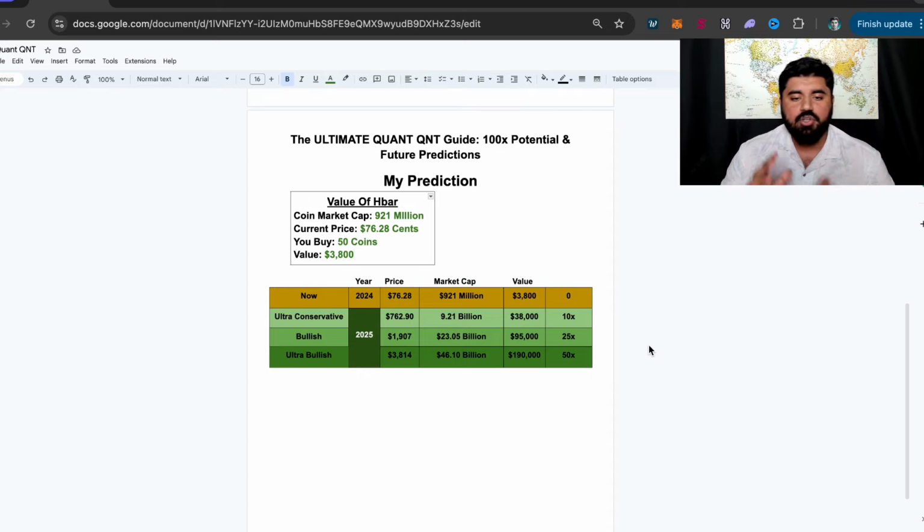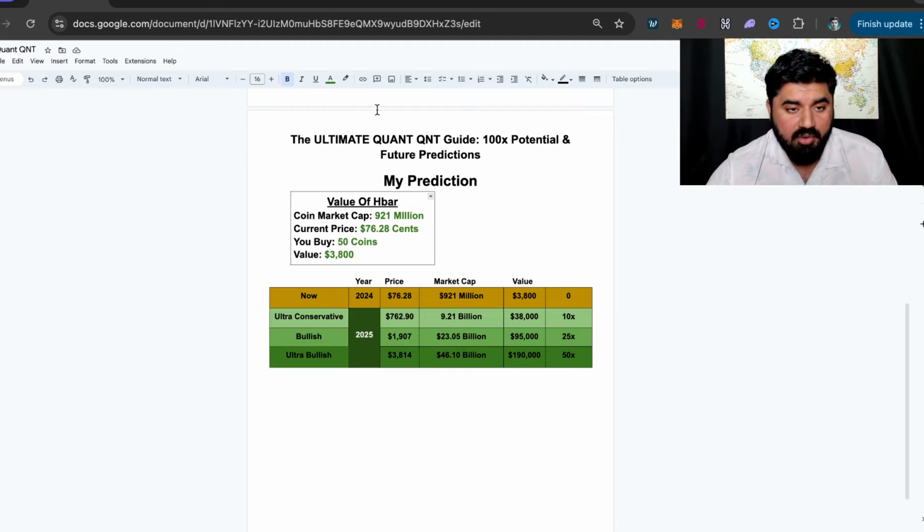In order for this to happen, Ethereum would need to be $10,000, $15,000, $20,000, okay? Bitcoin would need to start being above $120,000, or above that, right? The market cap of QNT in that ultra bullish scenario will be about $46 billion.